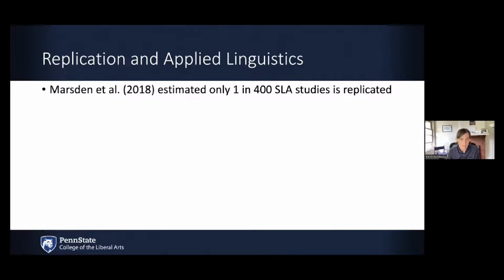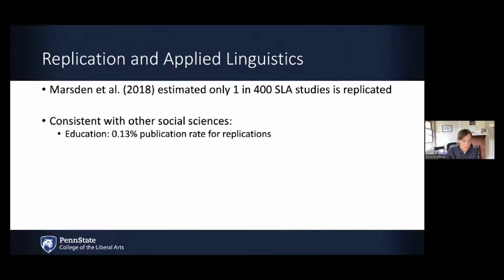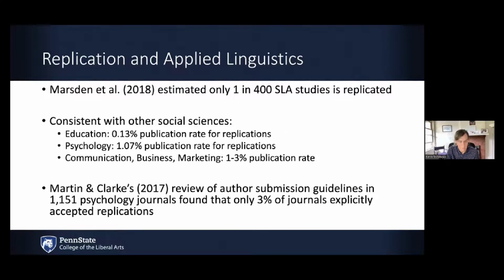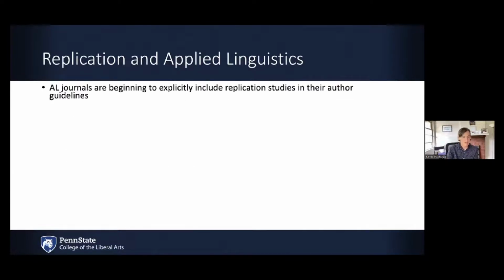The understanding is very little is carried out. So Marsden et al., in their reviews of the field, estimated that only 1 in 400 studies is replicated in our field, right? Now, this isn't radically different from other disciplines. You look at education, very similar. Psychology, communication, business and marketing, very similar, right? Marsden and Clark's review of submission guidelines in psychology journals found that only 3% explicitly accepted replication studies, right?